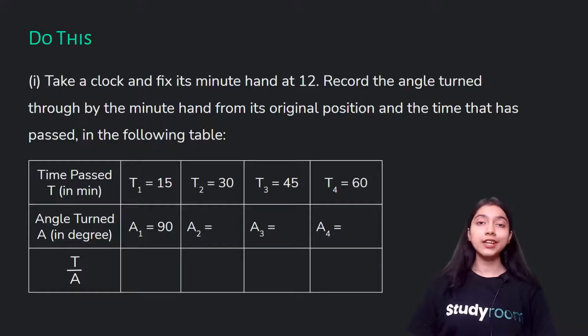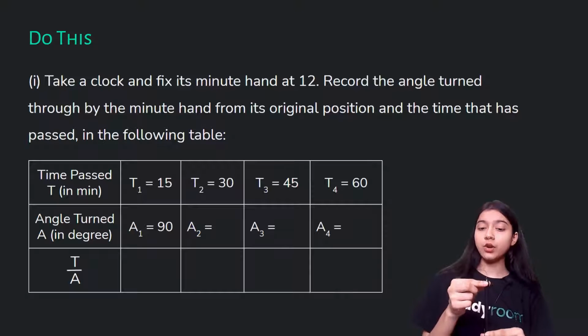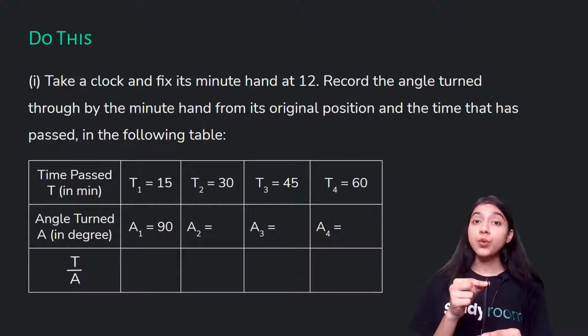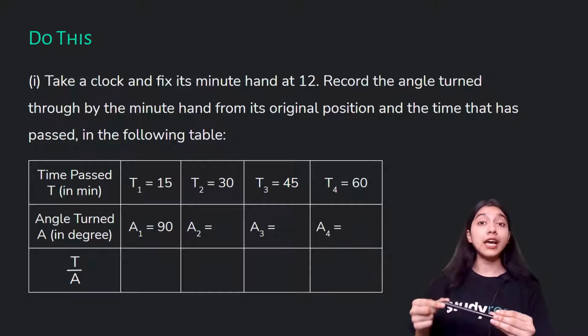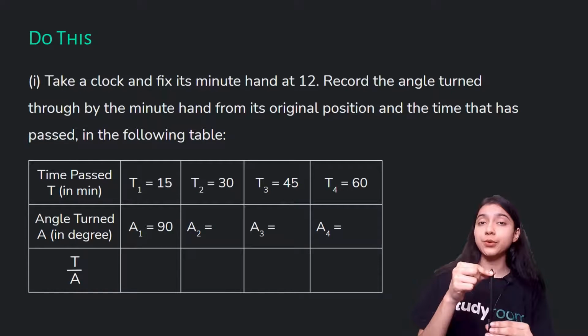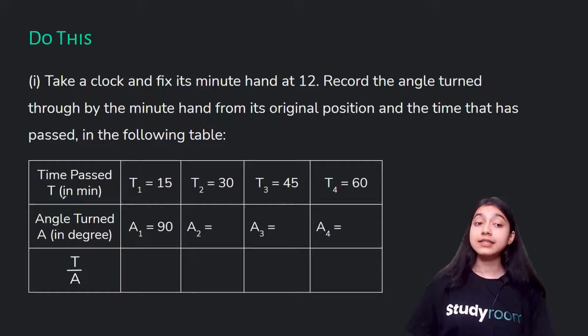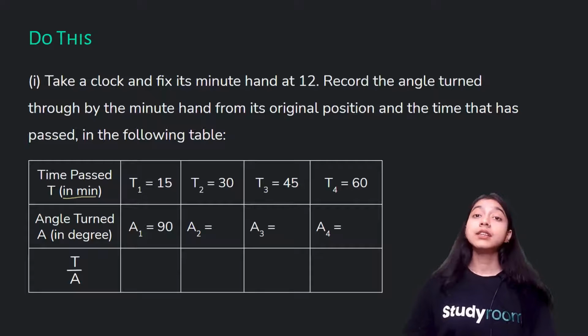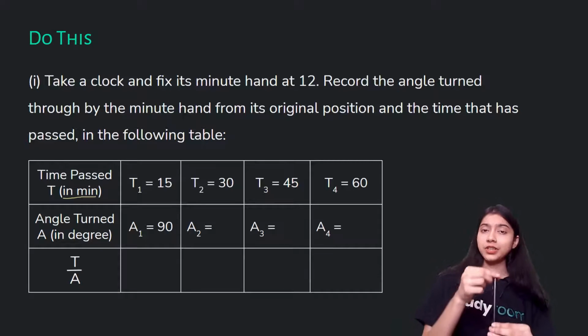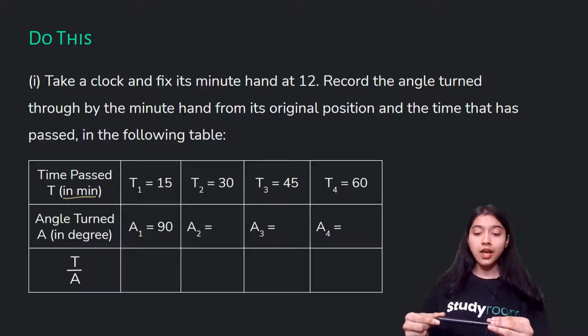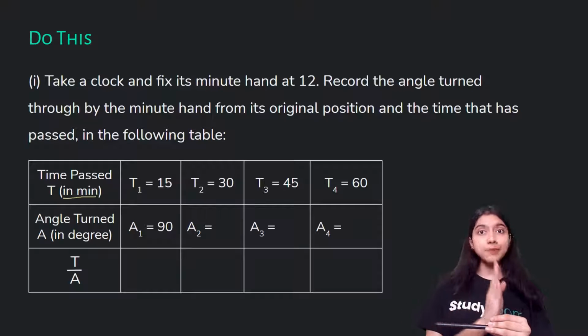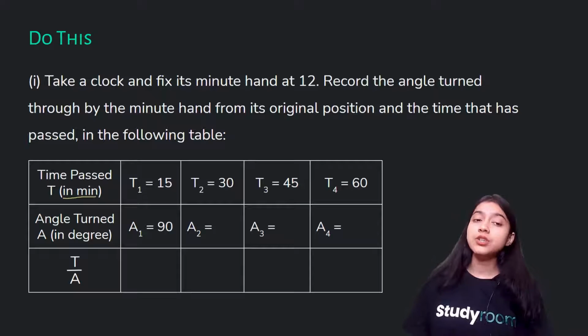Now let us try solving another example. We have a minute hand of the clock and we have fixed it at 12. Now we have to record the angle that the minute hand of the clock is making with respect to this initial position as the time passes. Here the time passed t is taken in minutes, and the angle turned is taken in degrees. When the time passed is 15 minutes, the angle moved is 90 degrees. It's but obvious. Here we have the minute hand of the clock. It is fixed at 12. Now within 15 minutes, it will move till here and the angle made is 90 degrees with respect to the original position. So this was the first observation that we recorded.